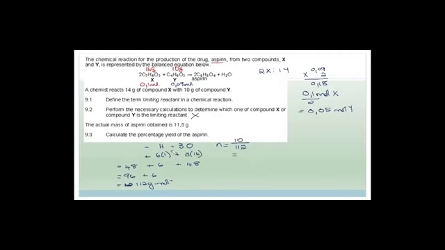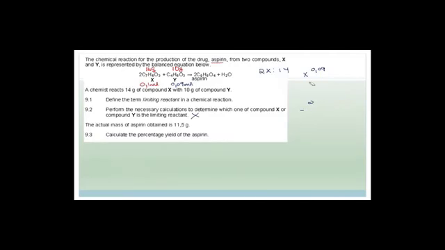Right, now it says the actual mass of aspirin obtained is 11.5 grams. Calculate the percentage yield of the aspirin. So what we need to do is work out theoretically what we should have got if we use up all our 0.1 moles of X. We need to look at the number of moles that we've got, how many we used up, how many should have been used up. So do you agree that this is our limiting reagent? Now we need to use that to see how many grams of aspirin should have been formed.